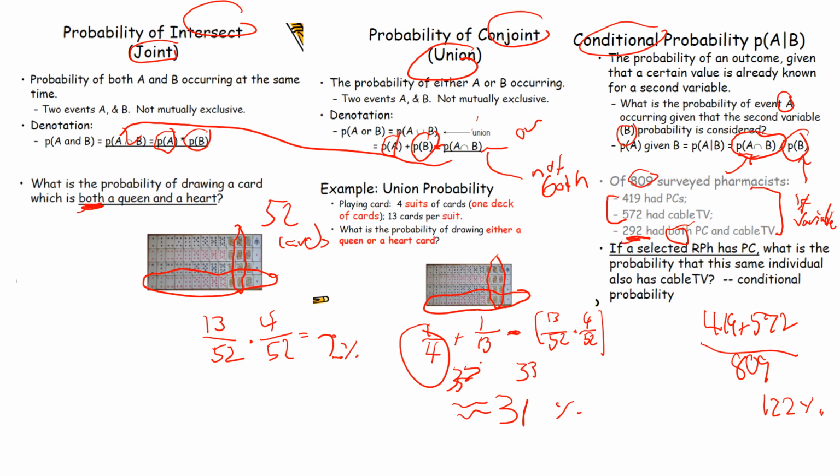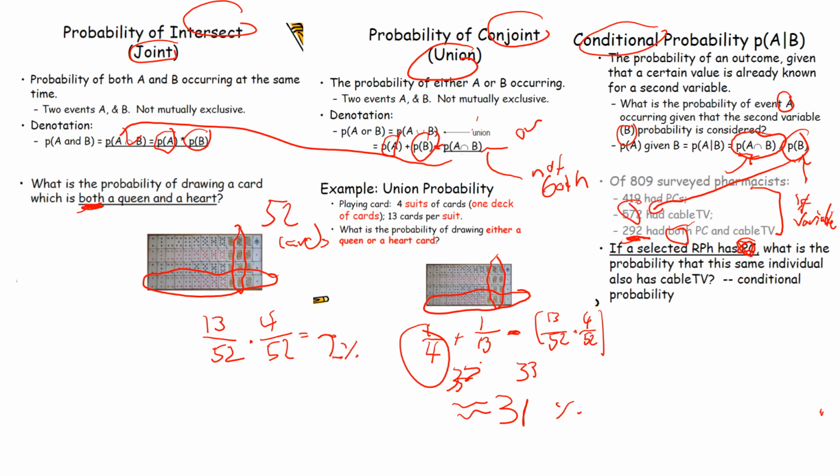And then B could be, depending on the problem, either the number of pharmacists that have PCs, or the number of pharmacists that have TV. Again, B is really arbitrary. It doesn't really matter. But let's see what it's asking about in this problem. It says, if a pharmacist has a PC, what is the probability they also have cable TV? So, okay, in this case, it is asking us about the PC. So in this case, P(B) is 572.